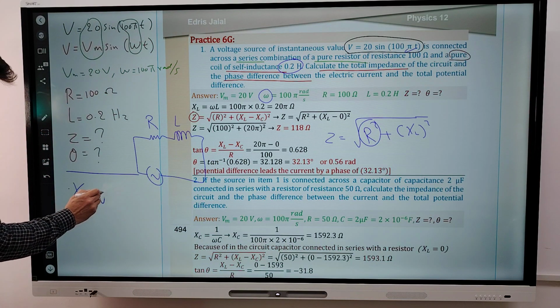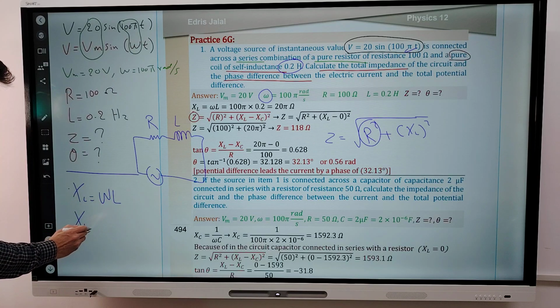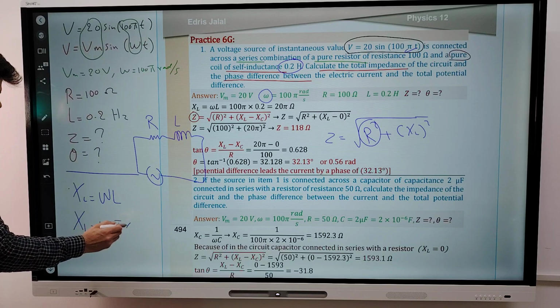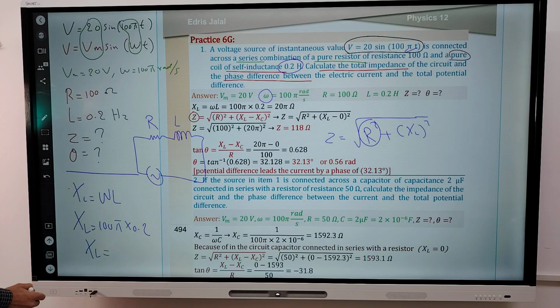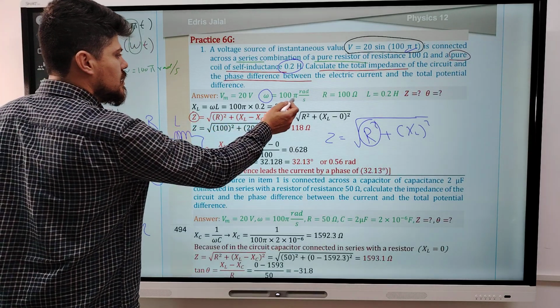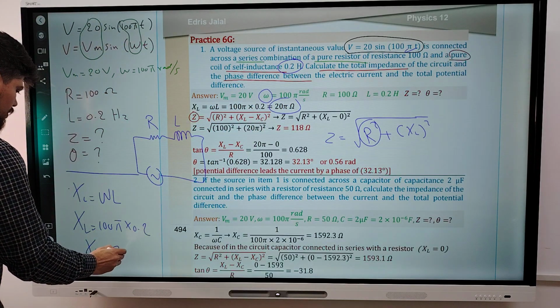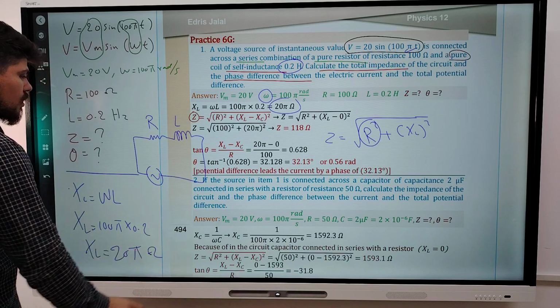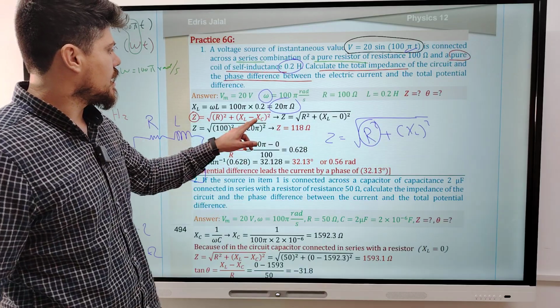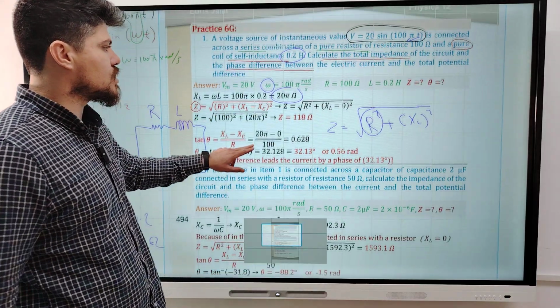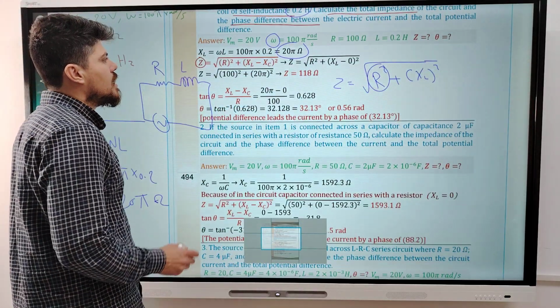XL is equal to what? Omega L. Do we have omega? Yes, 100 pi times 0.2. XL is equal to what? As you can see here, 20 pi ohm. Also, you can open this pi in the exam. It's up to you, okay? XC is 0, because the circuit has no capacitance.